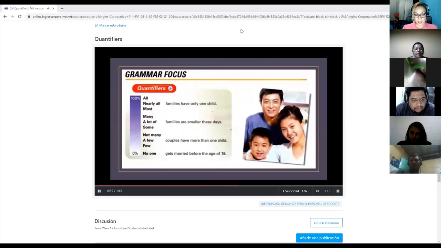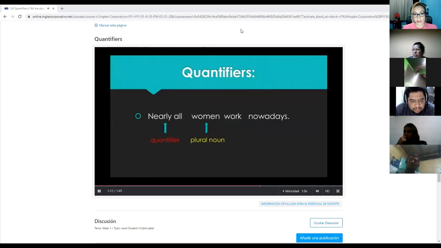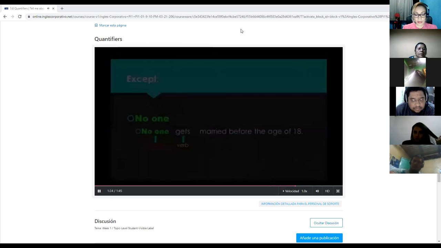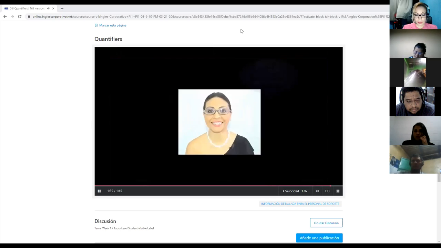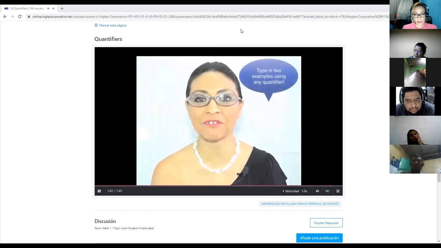Notice how these quantifiers have an estimated percentage. If you want to make reference to 100%, you may say all. And then you work down the scale depending on the percentage you want to refer to. Follow me in this example. Nearly all women work nowadays. Nearly all, quantifier. Women, plural noun. So in other words, all quantifiers come before plural nouns. Except no one. No one gets married before the age of 18. No one, quantifier, gets the verb. As a tip, ask your teacher to remind you about count nouns so you are able to use these quantifiers. Type in 2 examples using any quantifier you want.